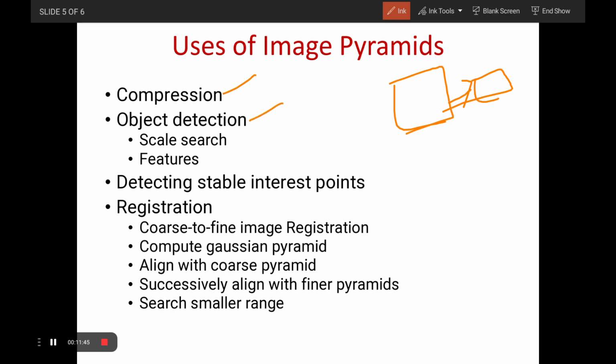As well as object detection. With the help of image pyramids, you can reduce the size of the image to the patch level and identify the key features in the image. Therefore, we can easily identify the scale search as well as the features of the corresponding image. The final goal is object detection with the help of scaling, searching and feature extraction. Another advantage is detecting stable, interesting points using an image pyramid. That means with the image pyramid, we do not change the patch size, and we can identify the corresponding stable point.